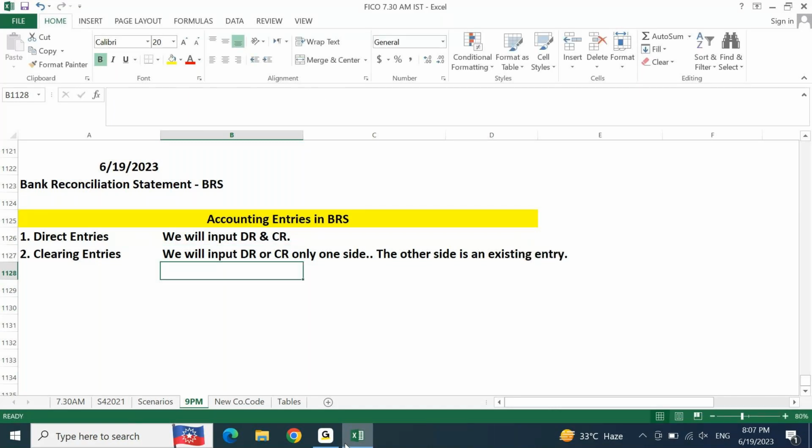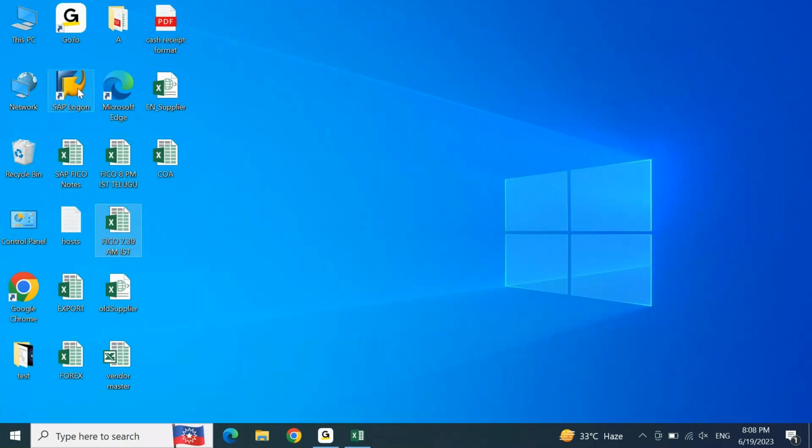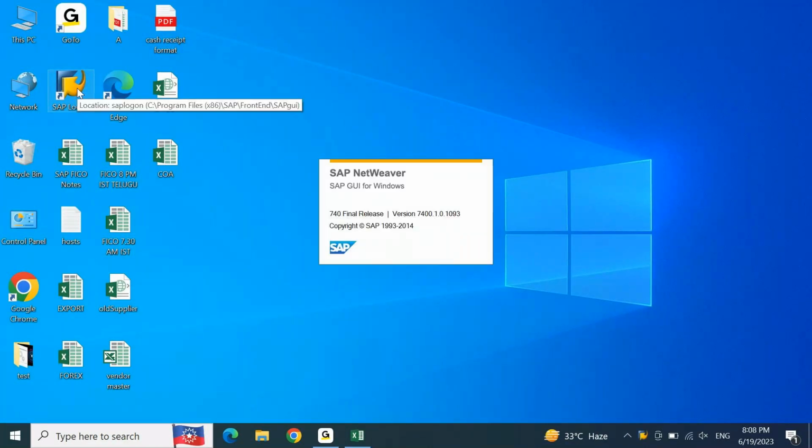Okay, in the clearing entry, what will happen? Either you put debit or you put credit only. If you put debit, credit side is an existing entry. On the other side, if you put credit, debit side will be an existing entry. These are called your clearing entries. Now, to understand what is clearing entry, I'll show you two document postings manually.